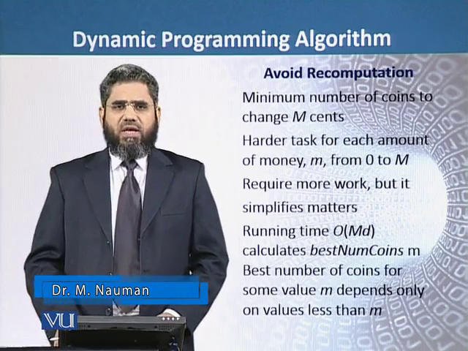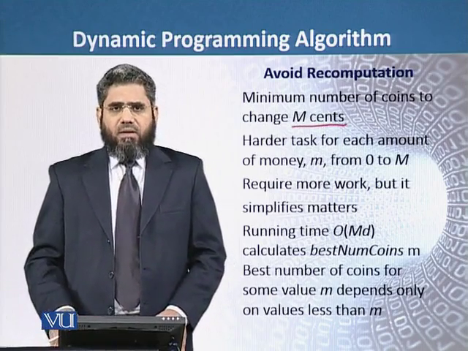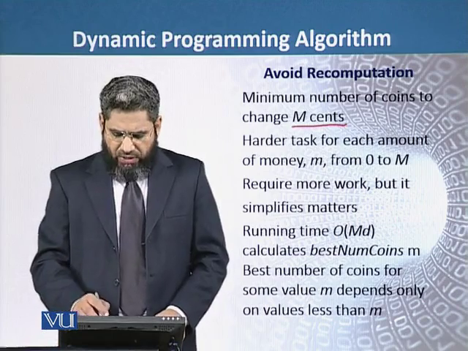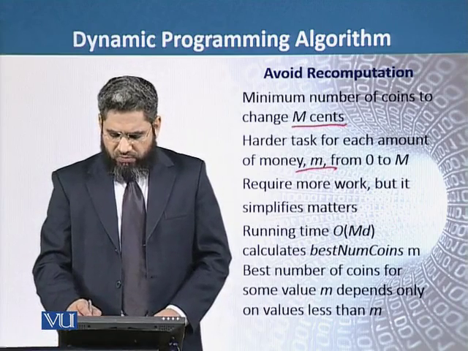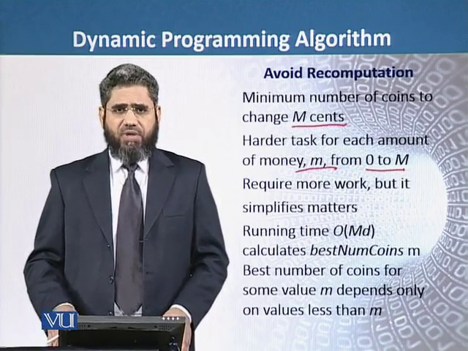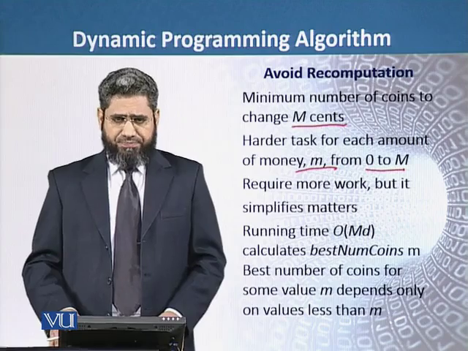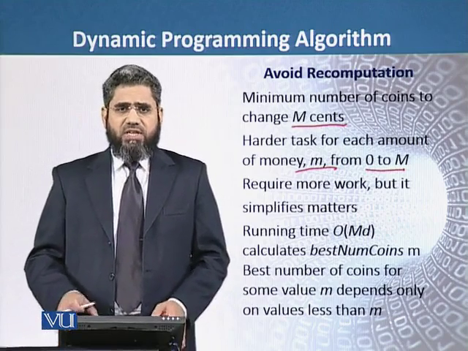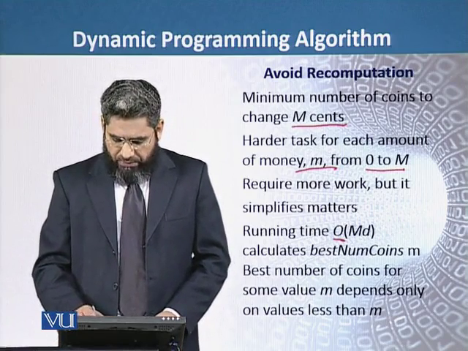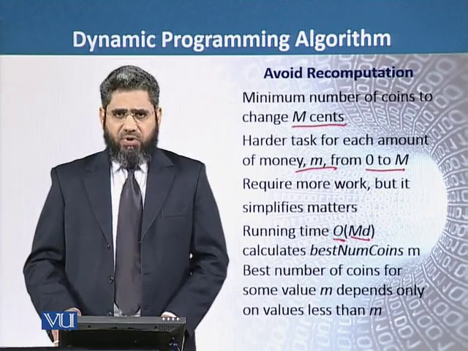So if we want to calculate the minimum number of coins for m, we have already selected the harder task of calculating the money from 0 to m. By doing so, it will require much work, but actually it will solve our problem and simplify the matters. Further, we will see the algorithm with the running time of big O of m times d for calculating the minimum number of coins.